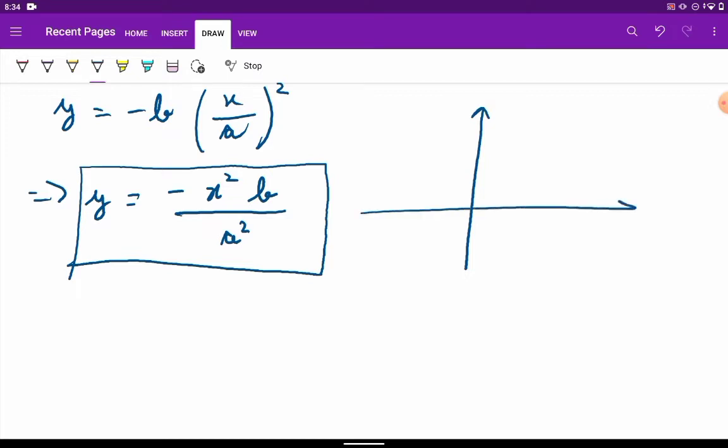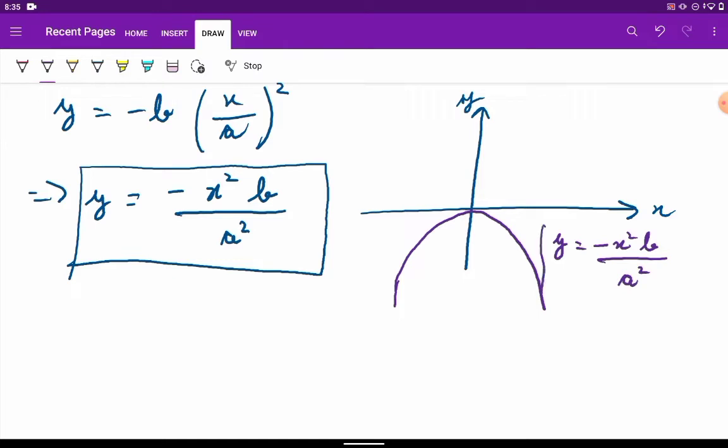so let's say this is your x, this is your y, so it will be something like this. The shape will be something like this. Okay, this is how it will be. This will be your y equal to minus x square b by a square. So the y is always negative, basically speaking. Sorry. So your y in this case is always negative. Yes, this is what it will be. Okay.